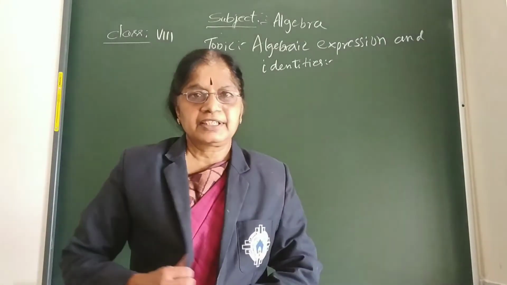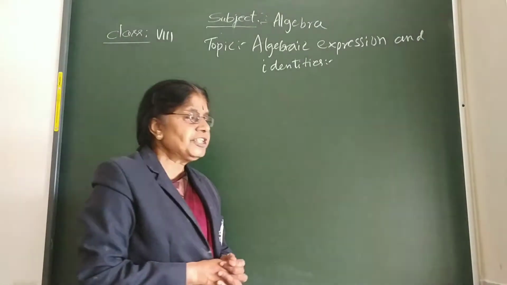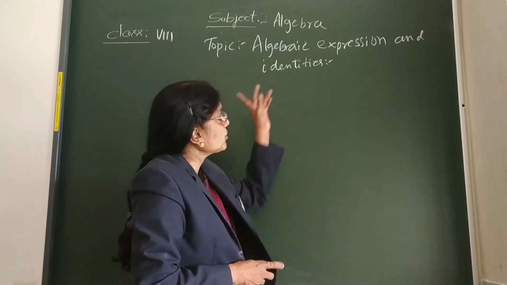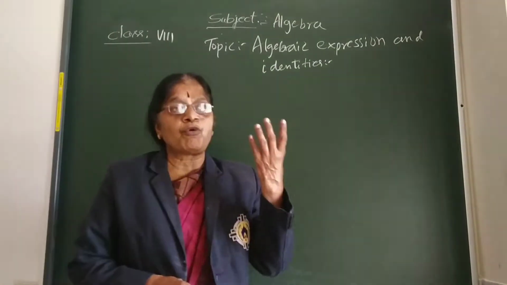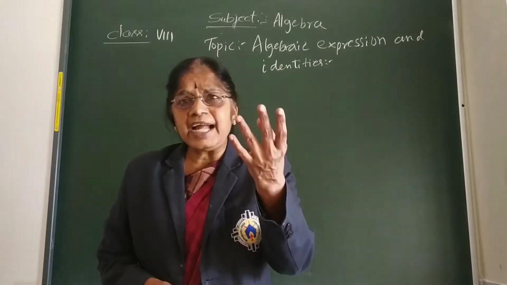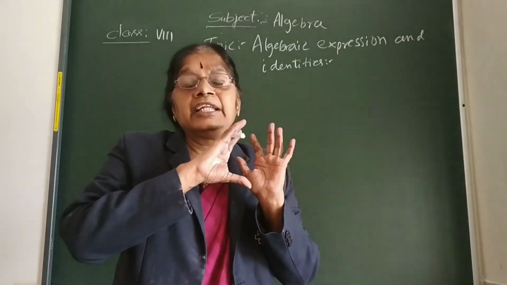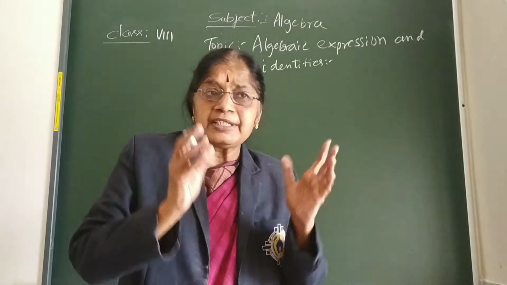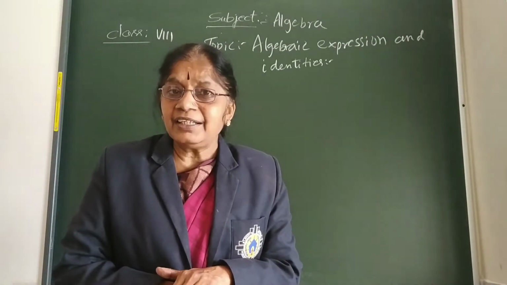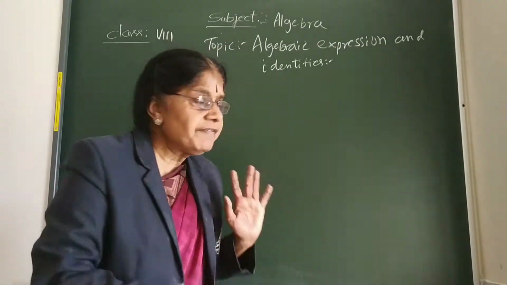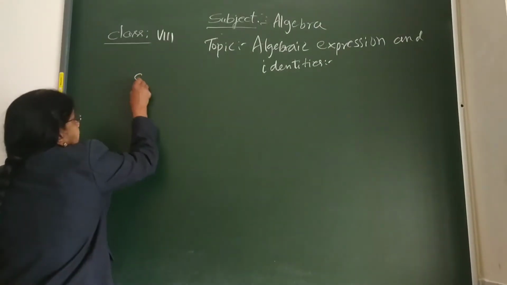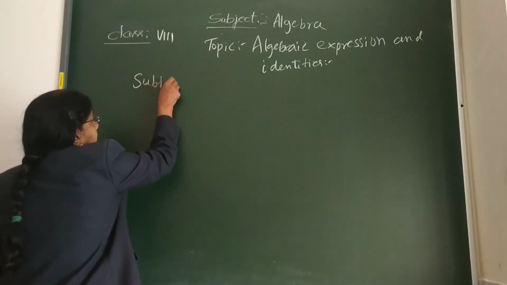Good morning, students. Last time we saw addition in algebraic expression identities: addition of monomials, binomials and trinomials. I told you that monomials can be added in a horizontal way, and binomials and trinomials in a vertical way. Today we are going to see subtraction.